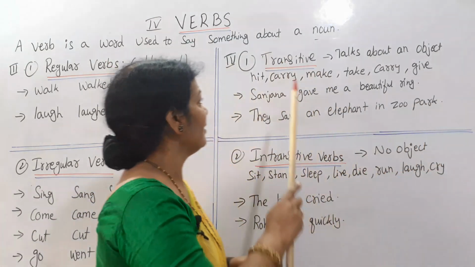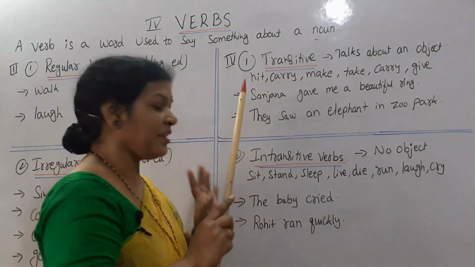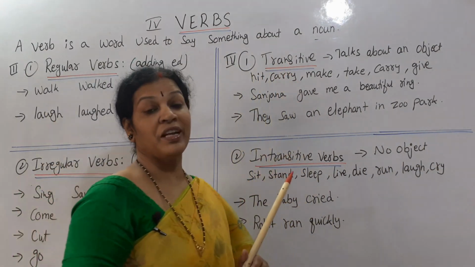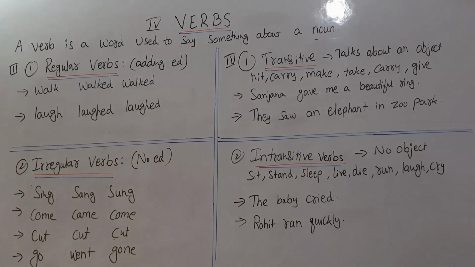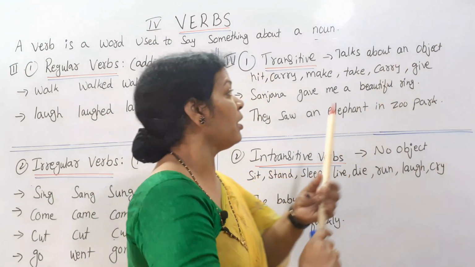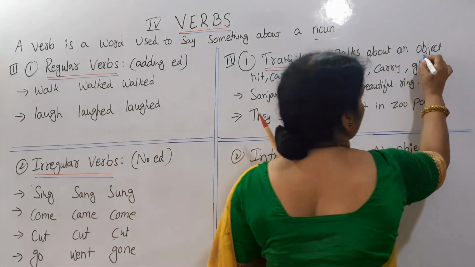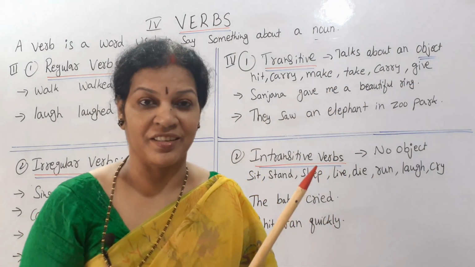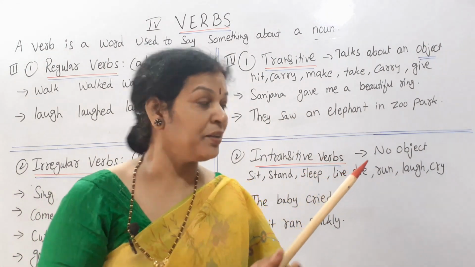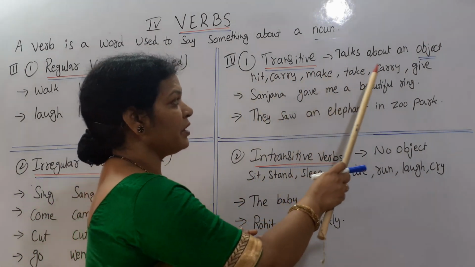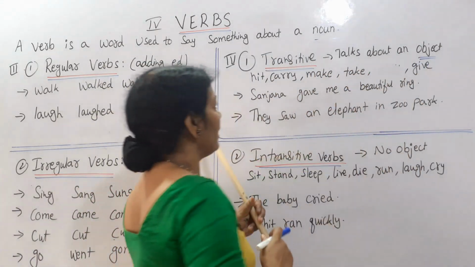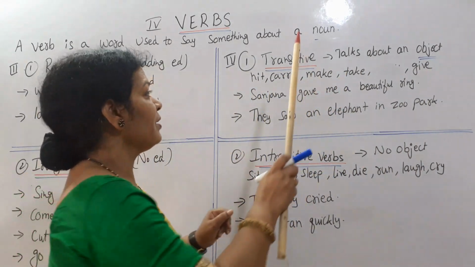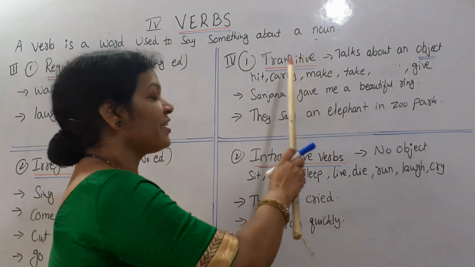Next we will go for the transitive verbs and intransitive verbs. What are transitive verbs? Transitive verbs are verbs which talk about an object. When an object is there, you find words like hit, carry, make, take, give. So when you find this kind of words where an object is there, that is a transitive verb.